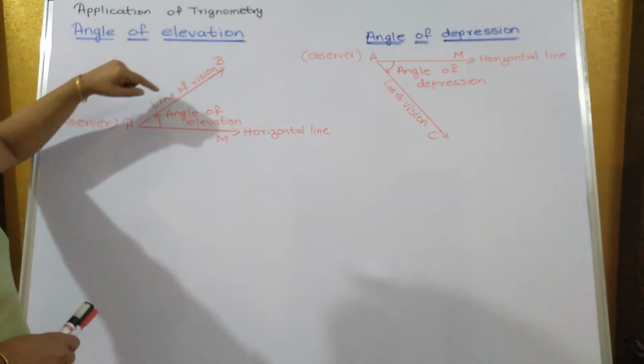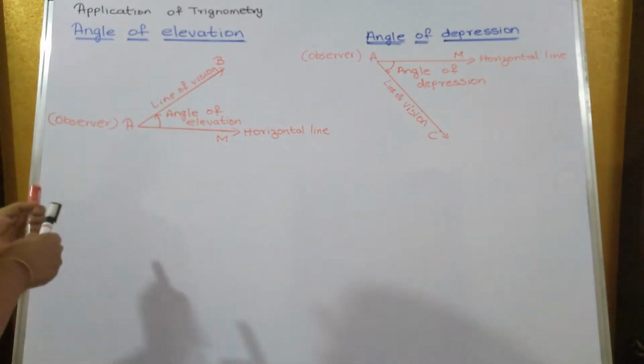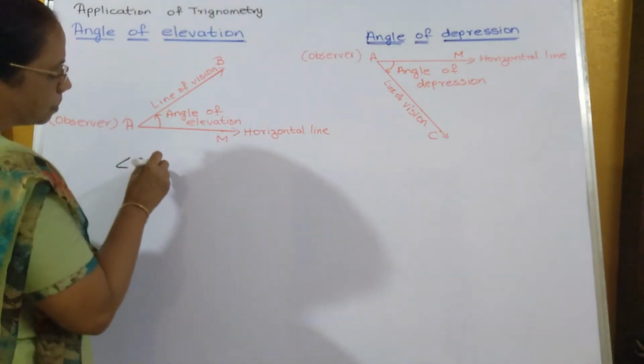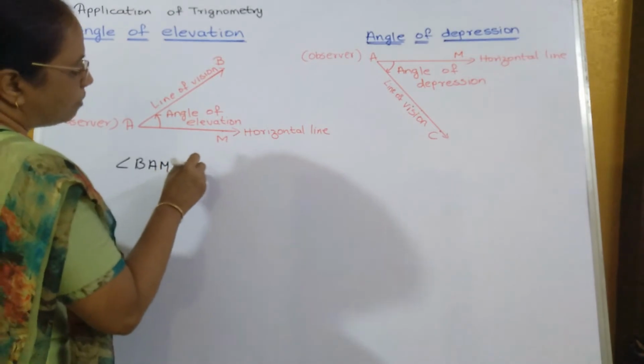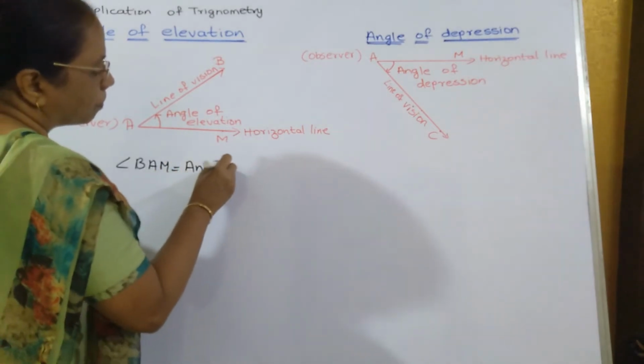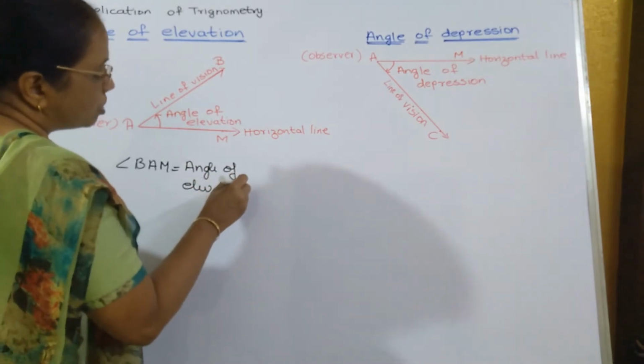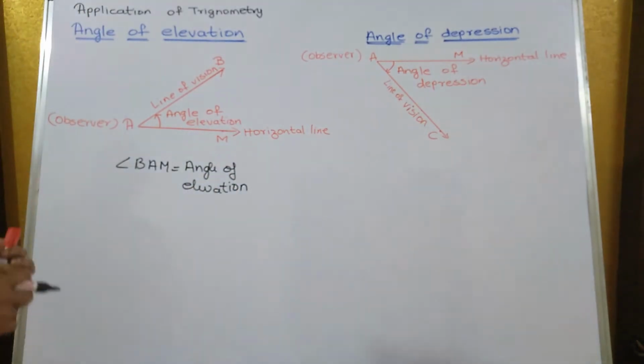Then we say that angle BAM is known as the angle of elevation. That is, whenever we look from below to above, the angle that is formed is called the angle of elevation.